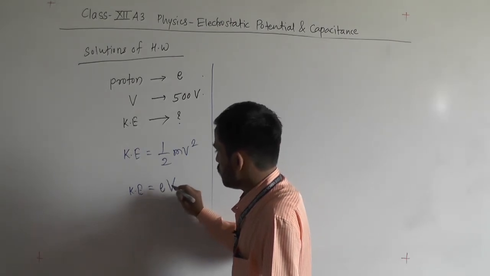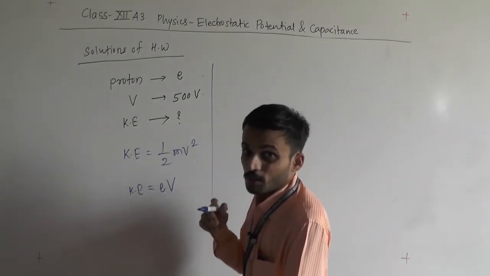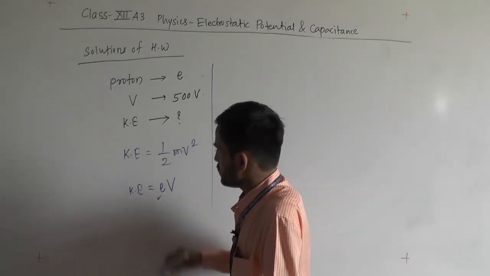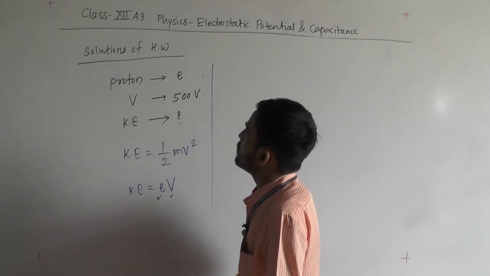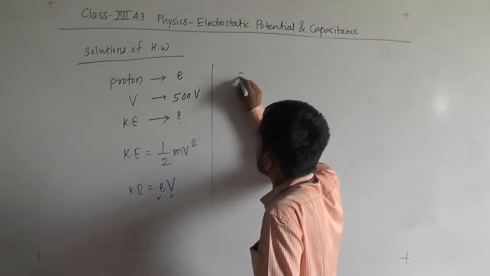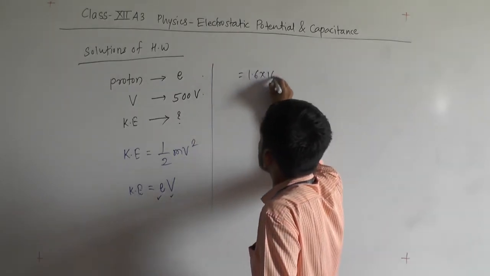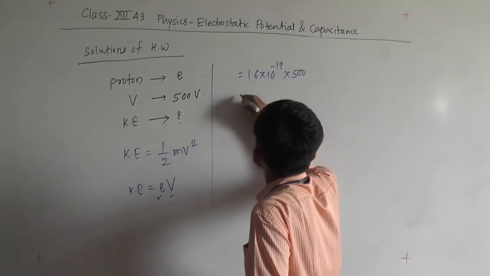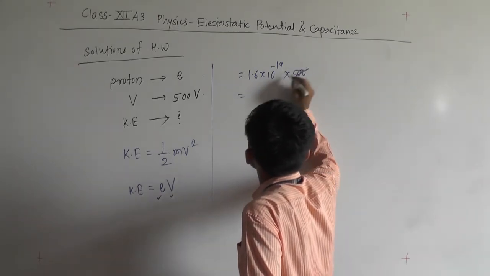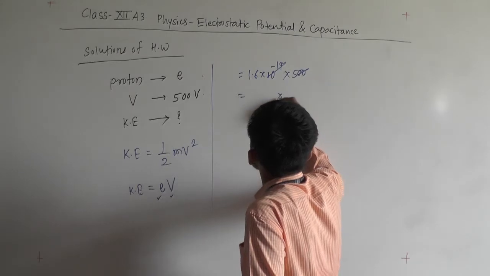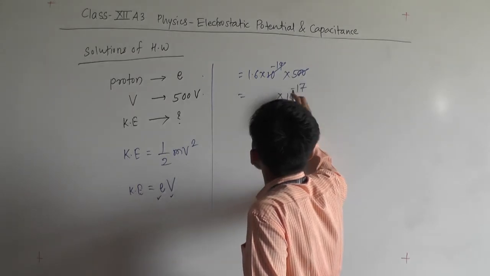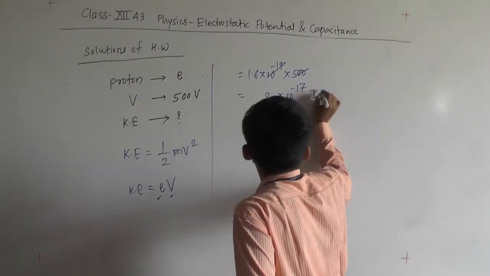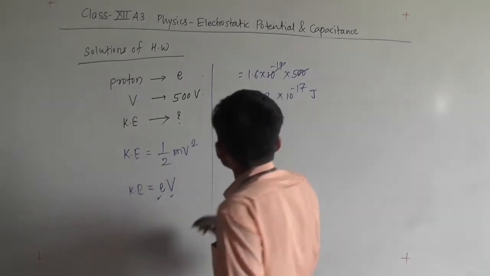Actually how we can get it? By the definition of electron volt. This is not electron volt, this is charge on proton and this is the potential. Okay, charge on proton you are knowing 1.6 into 10 raised to minus 19 into potential is 500. So this 2 zeros and this 2, it will be minus 17. 16 5 80, 8 into 10 raised to minus 17 joule. Barabar.